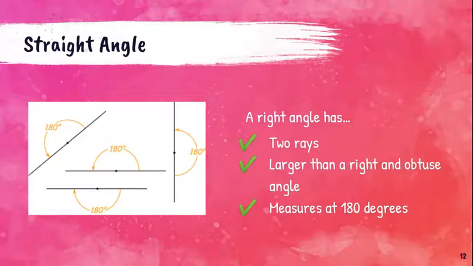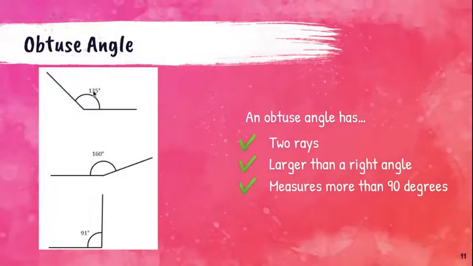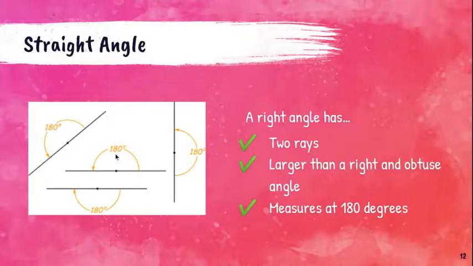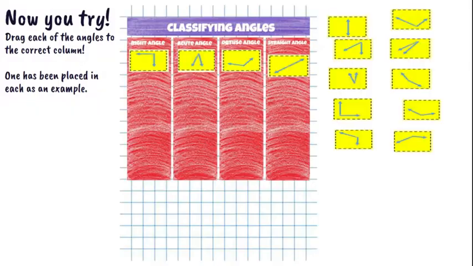Straight angles are larger than right and obtuse angles. It's larger than a right angle because they measure 180 degrees. Right angles are 90, straight angles are 180, so they're larger. And then obtuse angles, all of these numbers, 180 is larger. Okay, so this is the greatest number here that we've learned so far when we're talking about angles. So straight angles always measure 180 degrees.